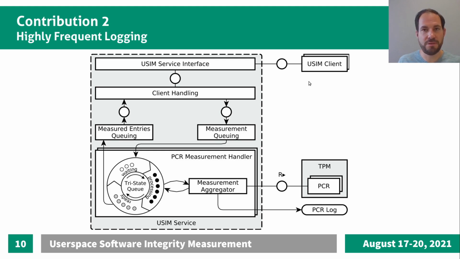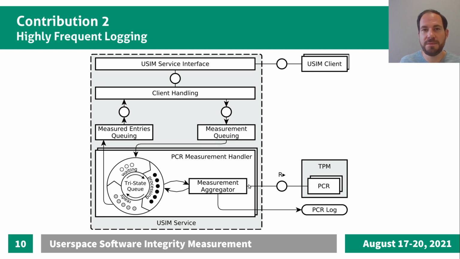In the graphic here, you can see a Usem client, such as the JVM, which connects to the Usem service interface. And then the requests are handled by the client handling. There's an in queue and an out queue. The in queue is called measurement queuing. And the heart of our highly frequent logging facility is the PCR measurement handler. PCR, again, is the platform configuration register in the TPM.